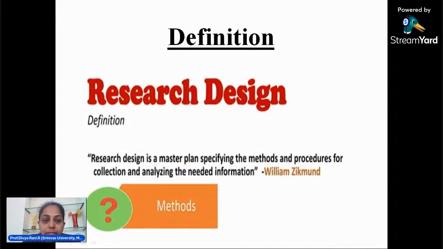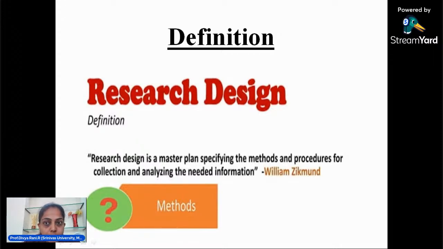Same like that, research design is a master plan for a research. Here what happens is that in a research design, we plan everything regarding a research, like methods, procedures, how we are going to collect the data, what is the population, what is the sample size, who is going to be our sample. Everything will be decided in a research design, so that will help us to give a good result in a research.